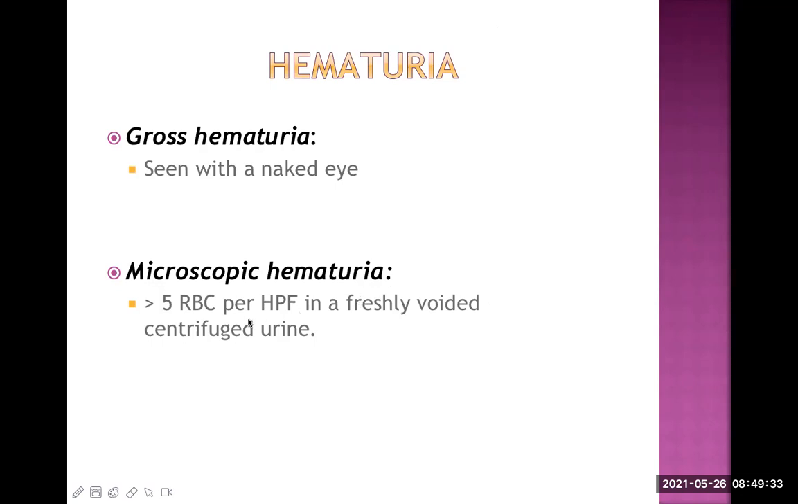Whereas in microscopic hematuria, the urine color may be clear, but under microscopic examination RBCs are seen. So what is the definition? More than 5 RBCs per high power field in a freshly voided centrifuged urine. These are the criteria for microscopic hematuria. The urine should be freshly voided and it should be centrifuged.